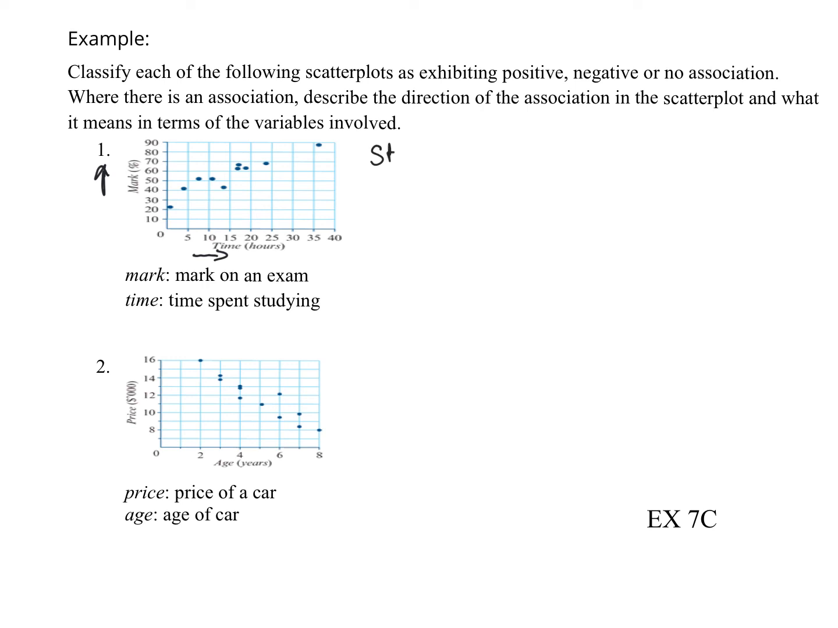So strong, linear in form, and positive. So we've got our direction, we've got our strength, and we have our form there. Doesn't really matter what order you put them in, strong, linear, positive, or strong, positive, linear. That's all going to describe it the same way. Now, the question did want us to describe it in terms of the variables. So therefore we can see here that the more time students spend studying, the higher the grade they will receive.